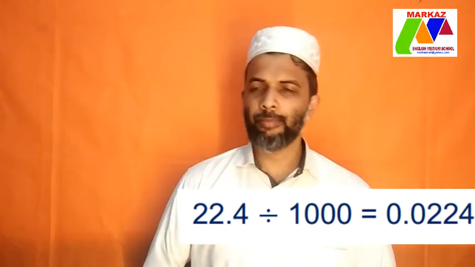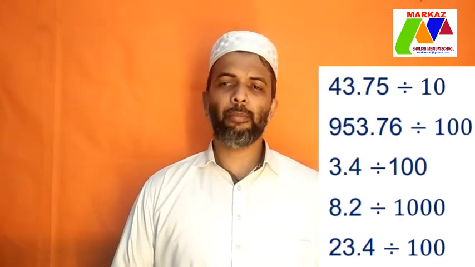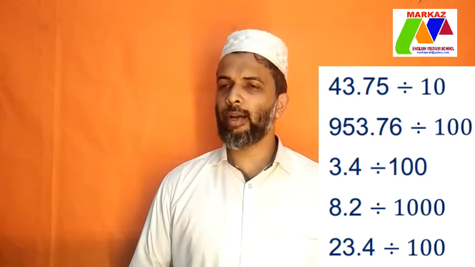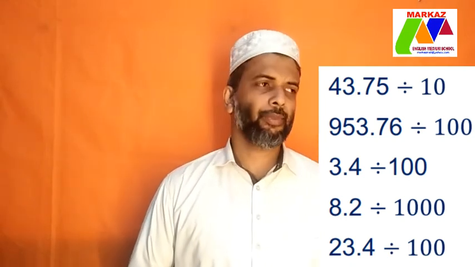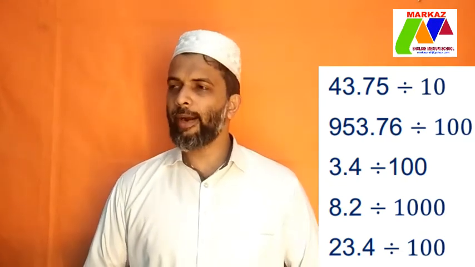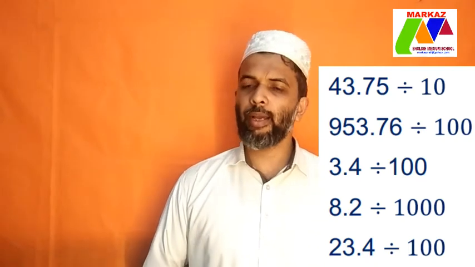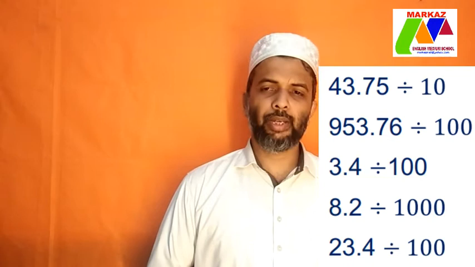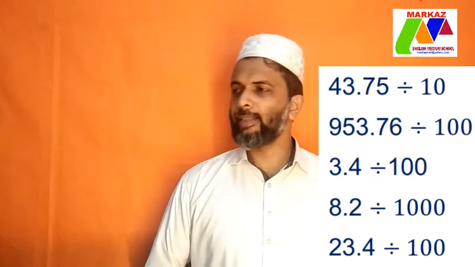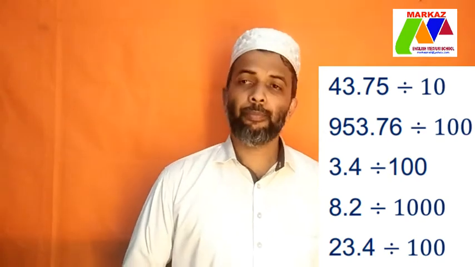Write down the questions. 43.75 divided by 10, 953.76 divided by 100, 3.4 divided by 100, 8.2 divided by 1000, 23.4 divided by 100. Okay, all of you write the whole questions. Now we will discuss each question separately.